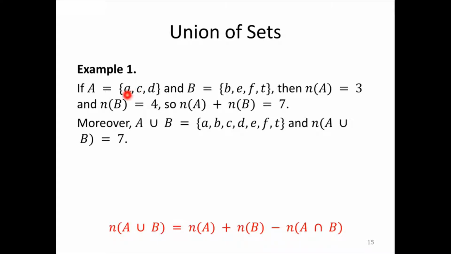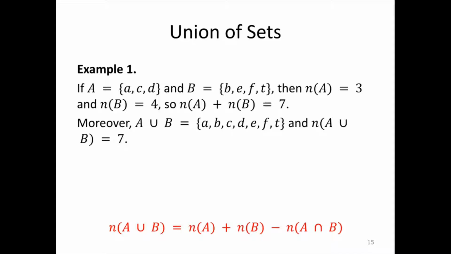First of all, we have the set A, which is {A, C, D}, and the set B, which consists of {B, E, F, T}. The number of elements in set A is 3: 1, 2, 3. The number of elements in set B is 4, and if we add these two numbers, it will be 7. On the other hand, if we take the union of A and B, it will be the same with this set here, and the number of elements in the union is equal to 7.